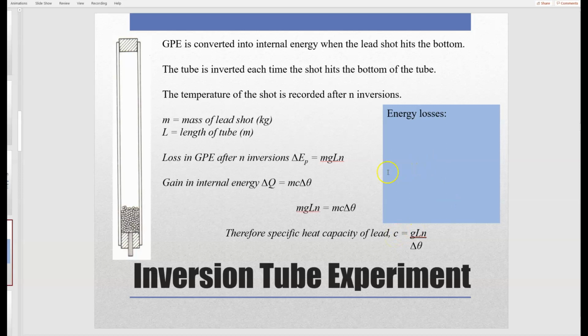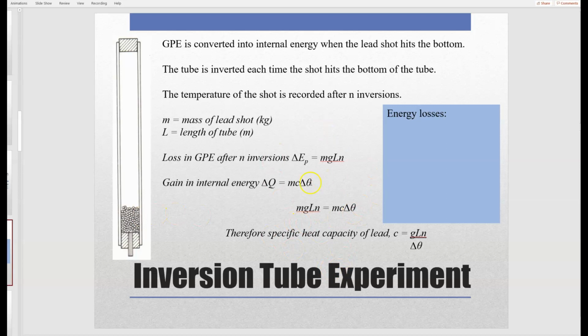There are energy losses, so there's friction with the side of the tube. So as the balls travel down, they will rub against the side of the tube and they will heat the tube up instead of the balls. So that gives them some energy losses. We also lose some energy as sound as well.